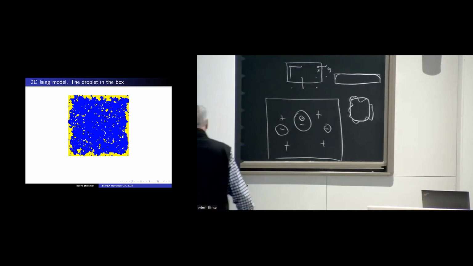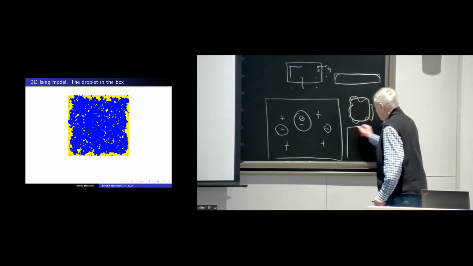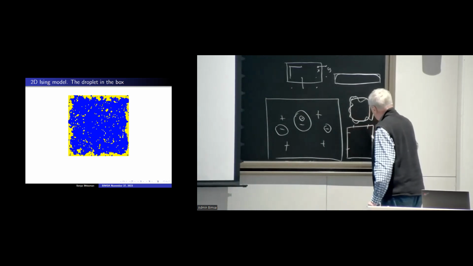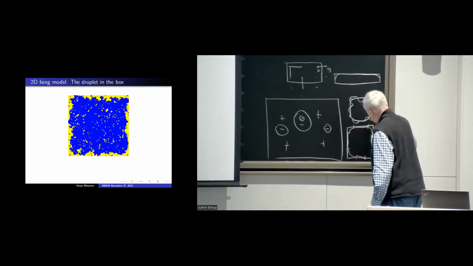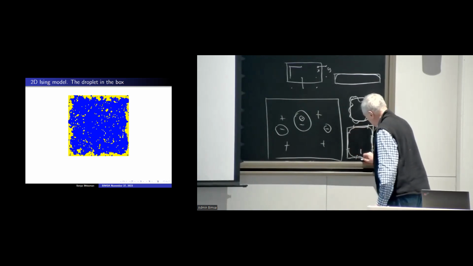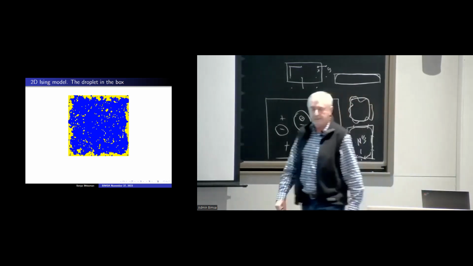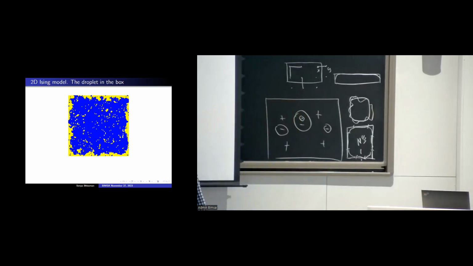Then the shape would be different. Once you hit the walls, there are four straight segments, just like this. And here you have this random thing. It is here that you see the n to the 1/3 fluctuations near the wall.